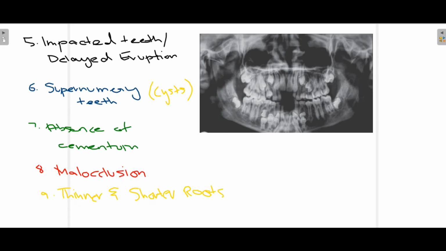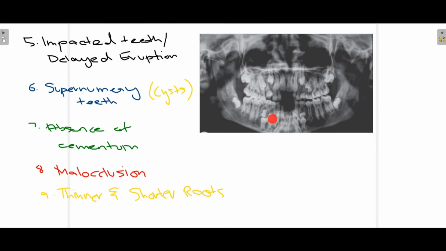Moving on to further dental presentations in such patients, fifth is impacted teeth or delayed eruption. You can see how many teeth are impacted in the mandible, and they are not erupting in a proper way because they are malaligned. They cannot erupt in the proper space, so they are impacted.